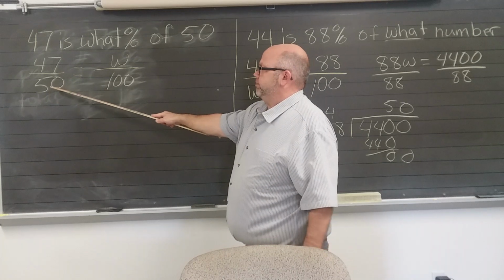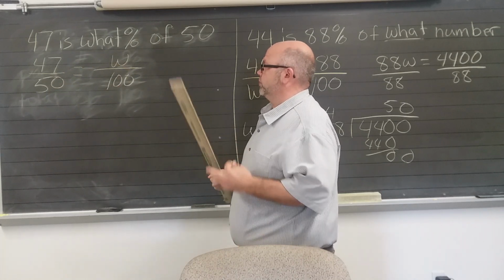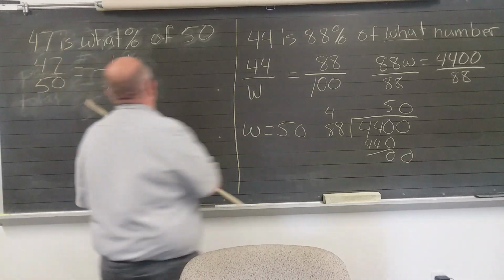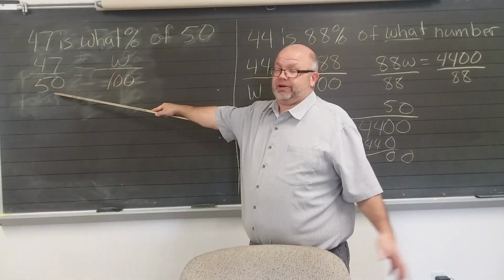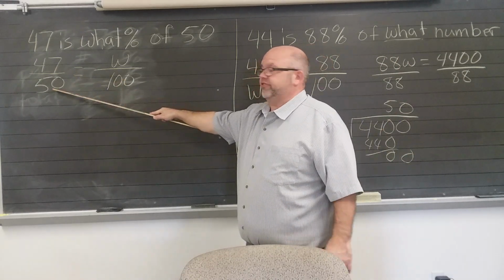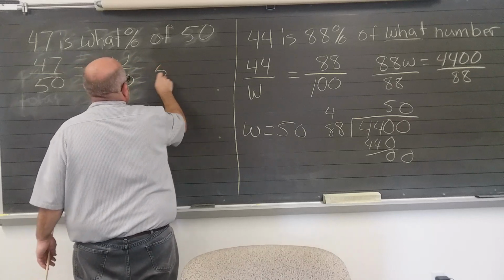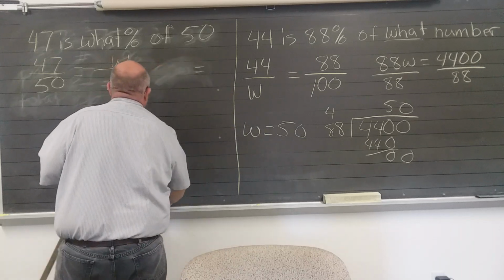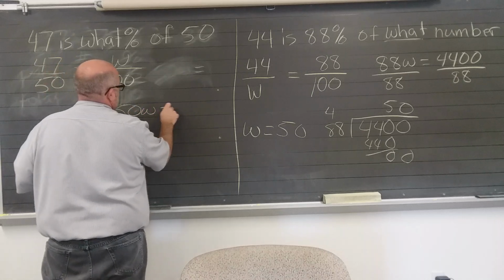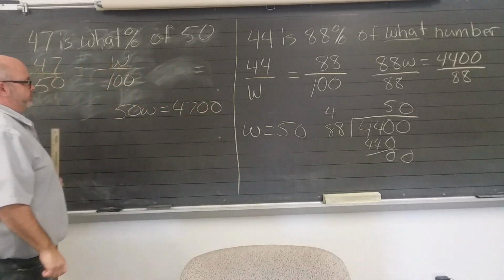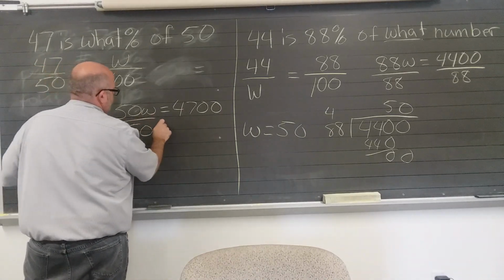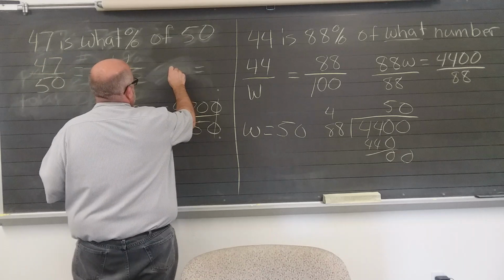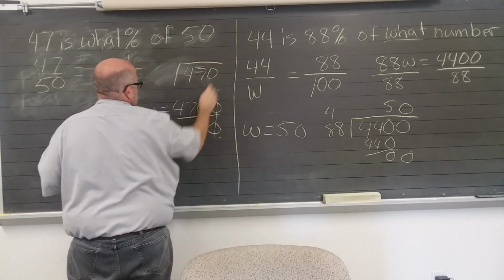So here, your equation is 50 times W equals 47 times 100, 4700. Or 100 times 47 divided by 50. That's what you're doing. 100 cross multiplied divided by the number that you have. 50W equals 4700. So that's simply divided by 50. Half one of these zeros off. Now you have 470 divided by 5.